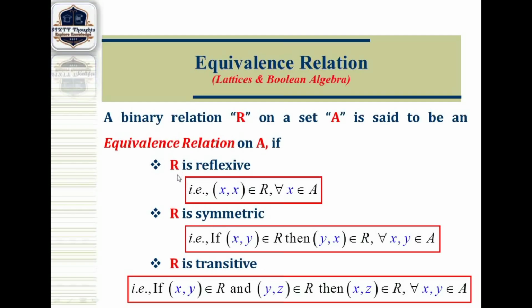Once the relation set satisfies these three conditions, then only the given relation is called an equivalence relation. Otherwise, it is not an equivalence relation. So, what is equivalence relation? It satisfies three conditions: R is reflexive, R is symmetric, R is transitive.